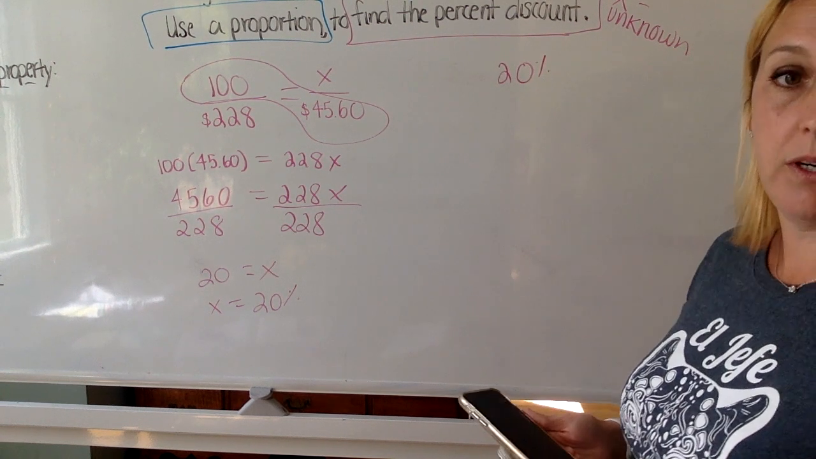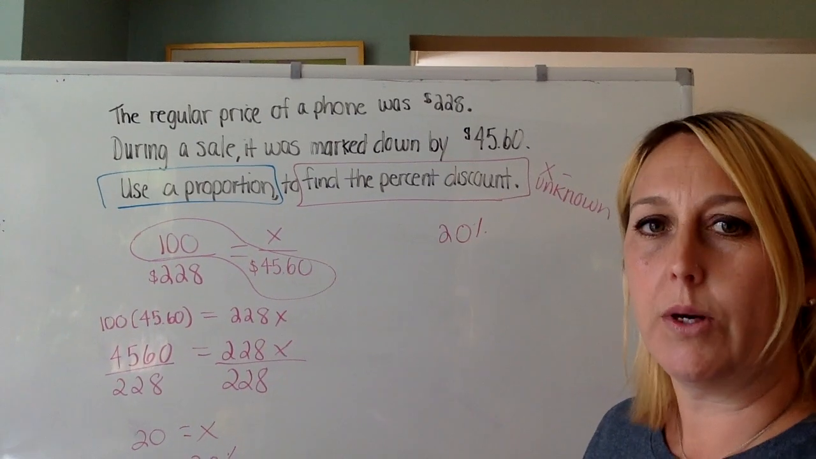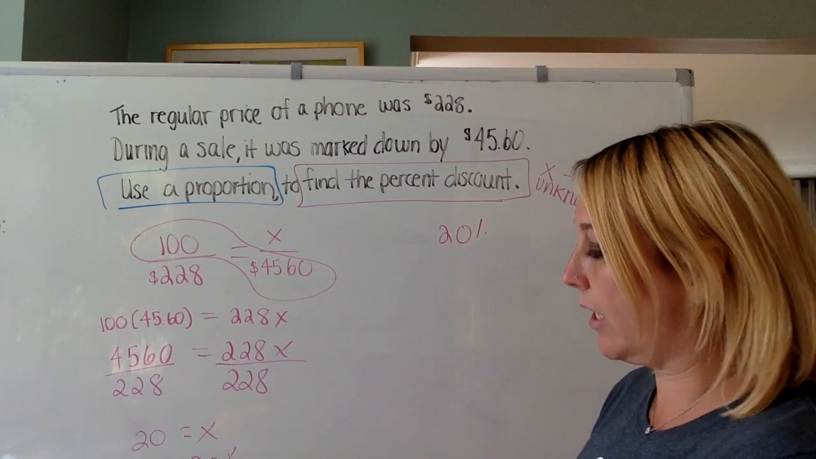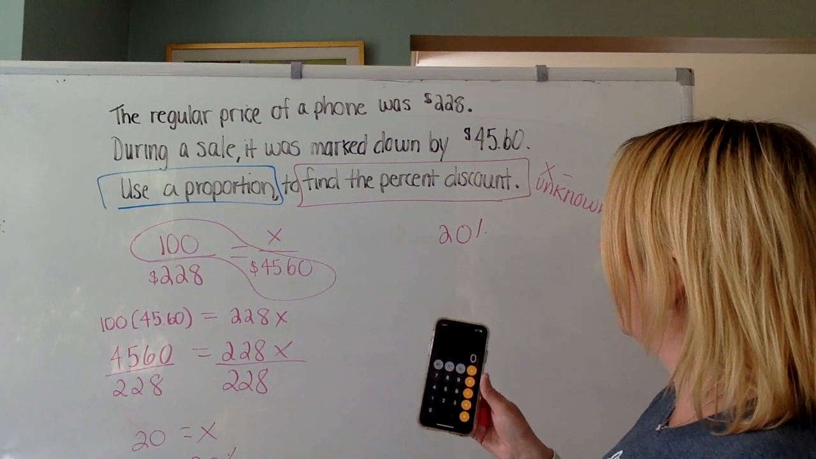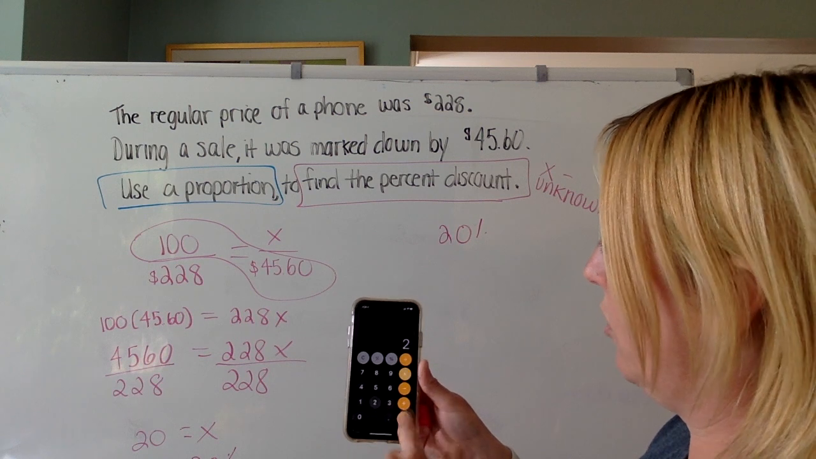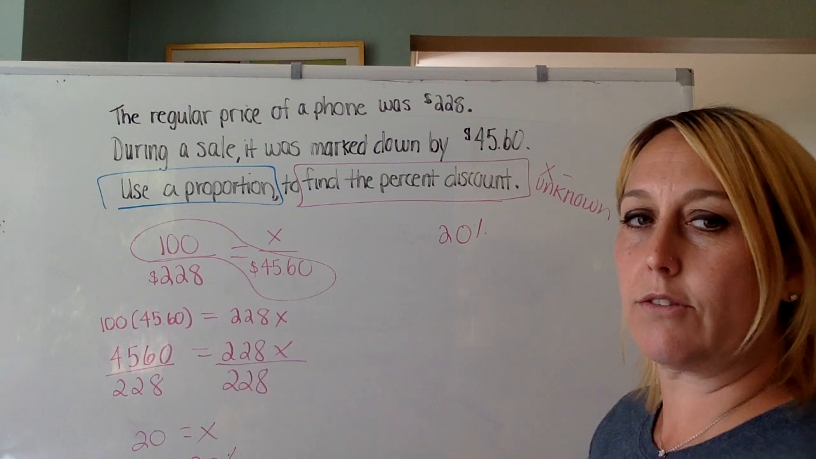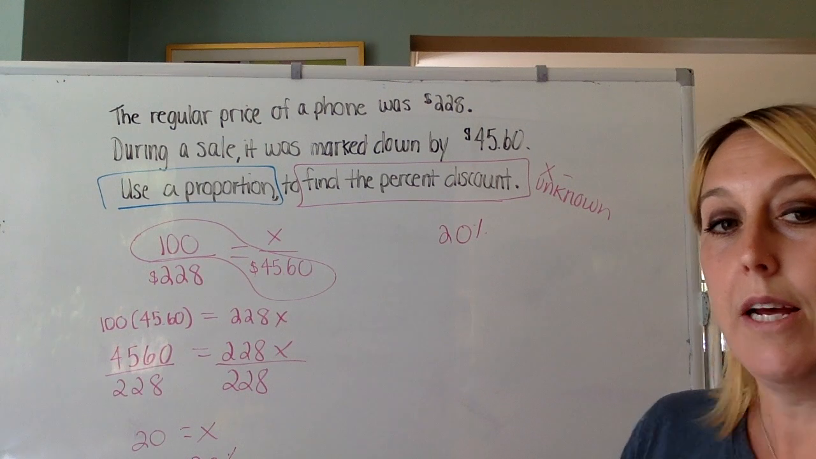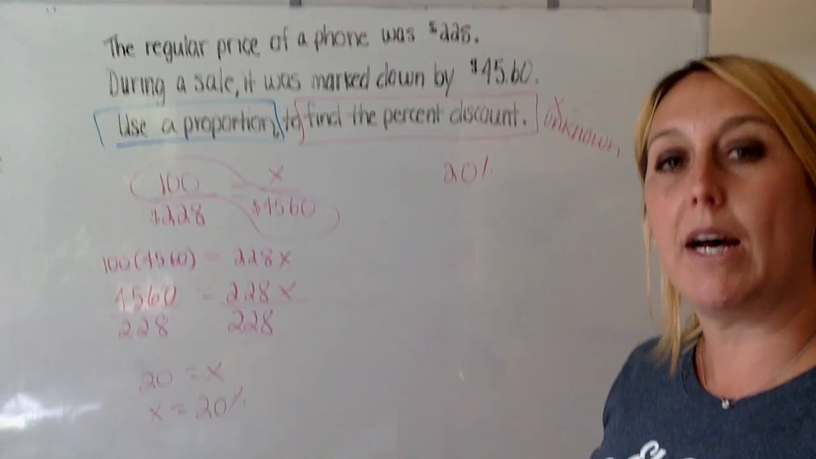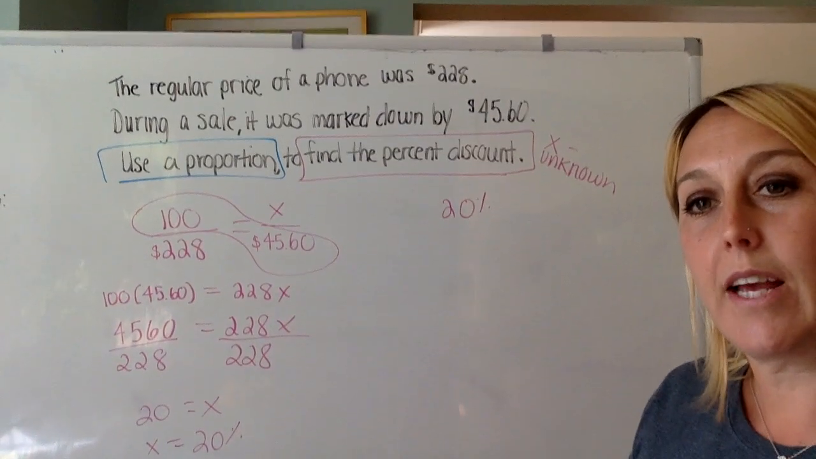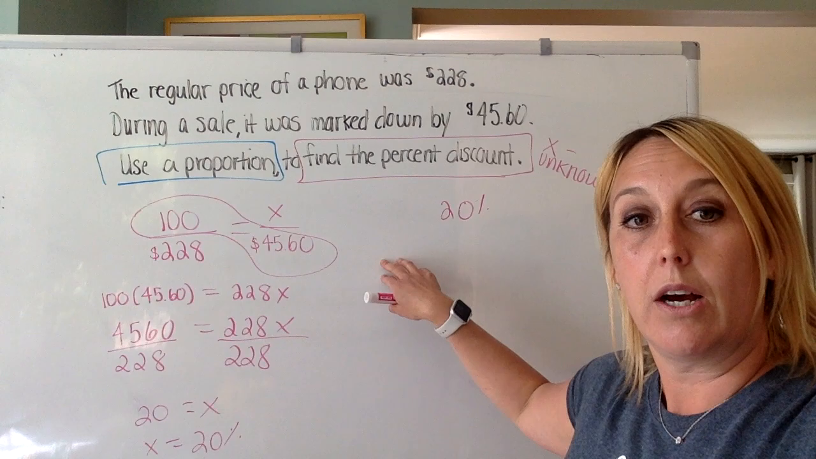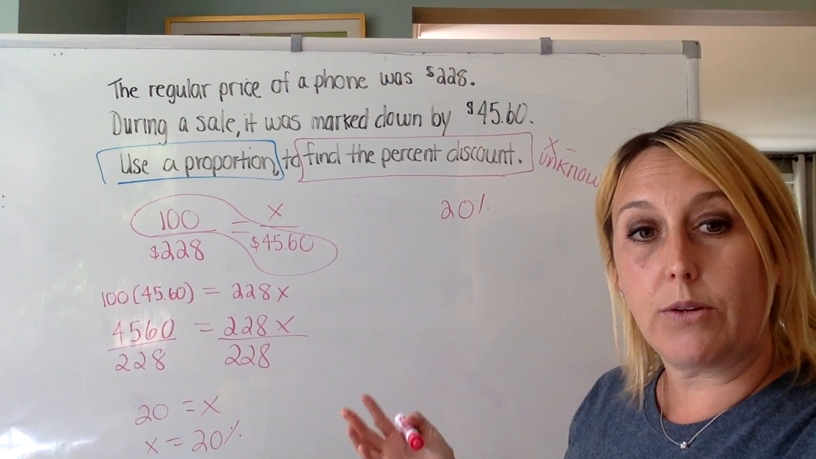Now, some of you, probably many of you, will have looked at that problem and said, all right, well, 228, and you're like, I know that 10% of 228 is 22.80, and 22.80 times 2, oh, that's 45.60. So without setting it up as a proportion, you probably were able to find out that that was the 20% discount. But what we're trying to get you to do is stretch and learn something new here: can you set it up as a proportion to find out that same information?